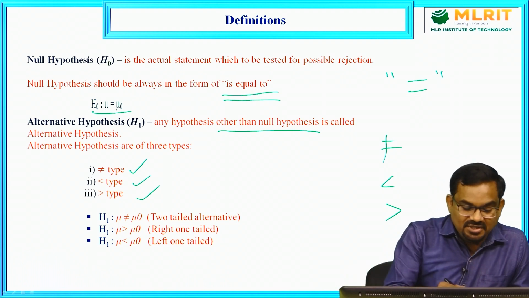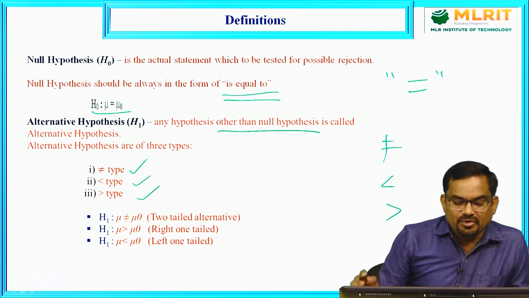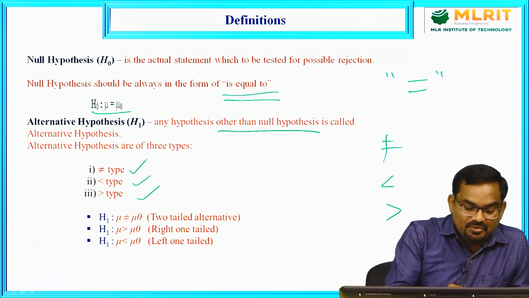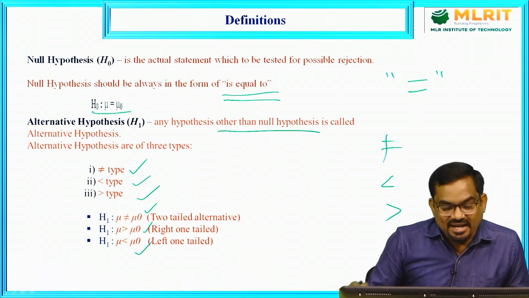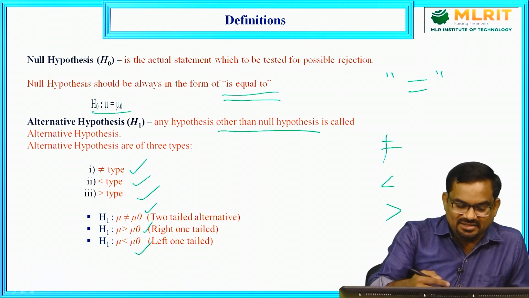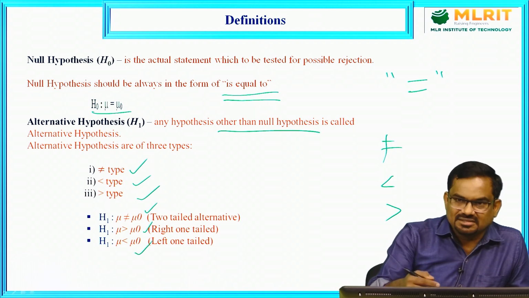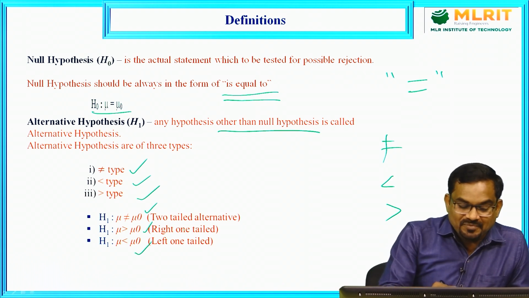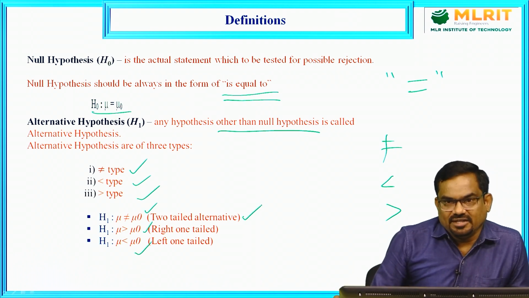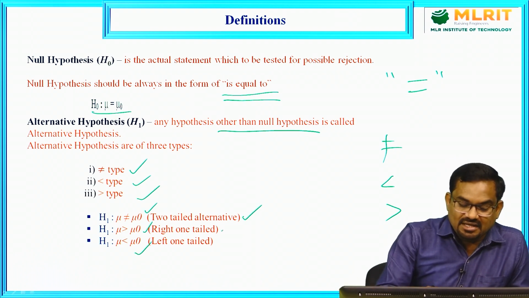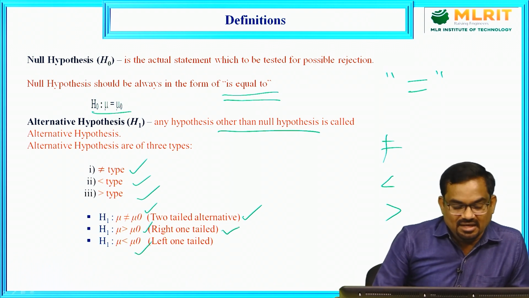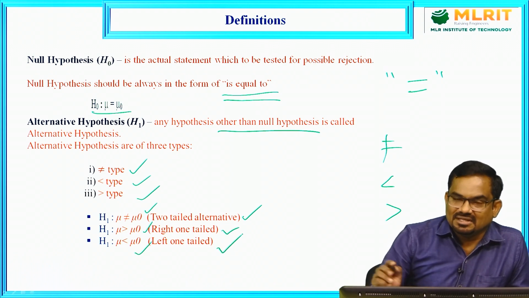As an example, here you can see this. For example, mu is not equal to mu naught, or mu is greater than mu naught, and mu is less than mu naught. And again here there are two different things, two-tailed and one-tailed test, that we will discuss later. This not equal to case comes under two-tailed alternative, greater than type comes under right one-tailed, and less than comes under left one-tailed.